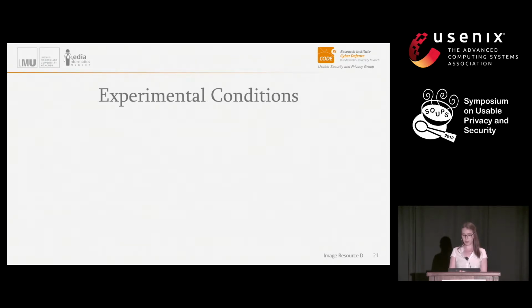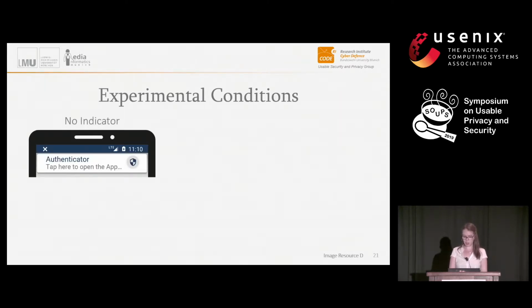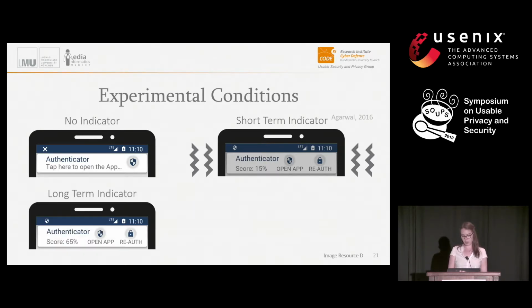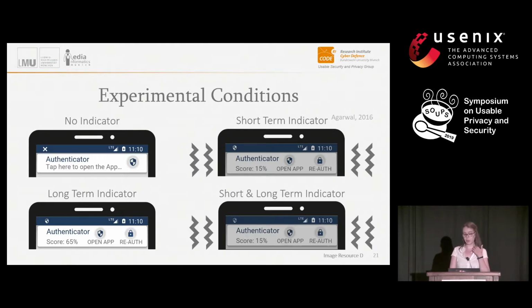Based on our concept, we implemented 4 experimental conditions in this prototype. The first condition is the no indicator condition, which is the first baseline of evaluation and includes no indication. The second one is a short-term indicator condition, which announces an imminent re-authentication, and it is our second baseline based on the best condition of a research conducted by Agarwal et al., and it is a SOUPS paper from 2016. Next one is the long-term indicator condition, which visualizes the device confidence level at any time. And the last one is the combination of both indicators, so short and long-term indicator combined.